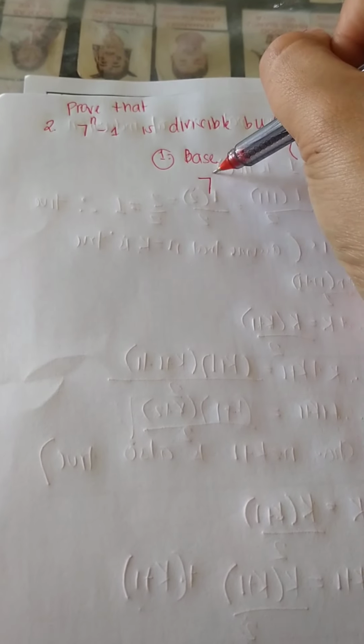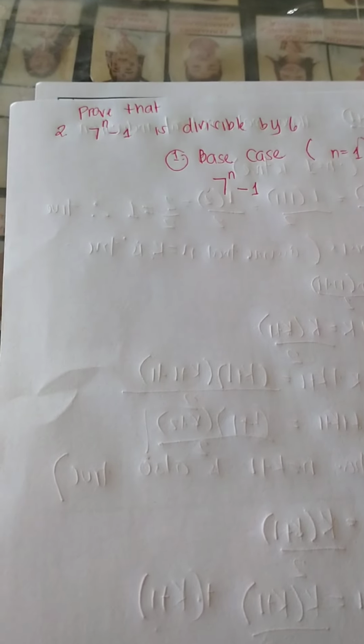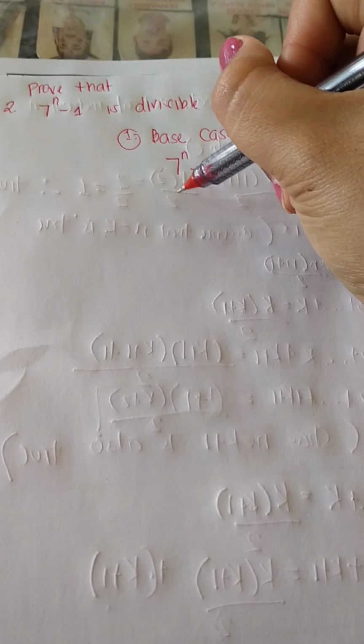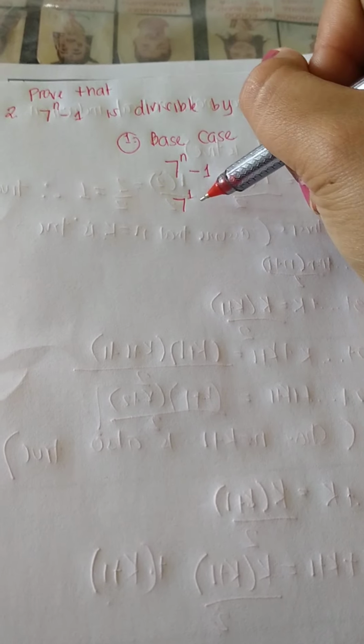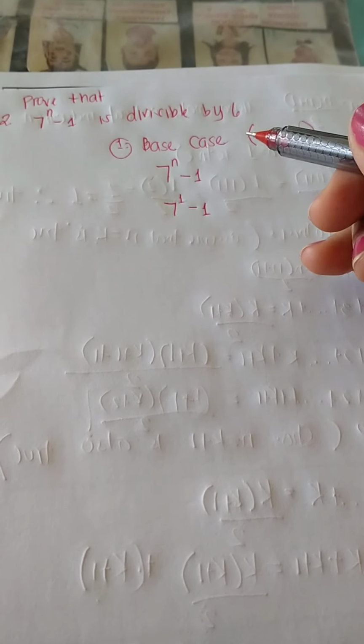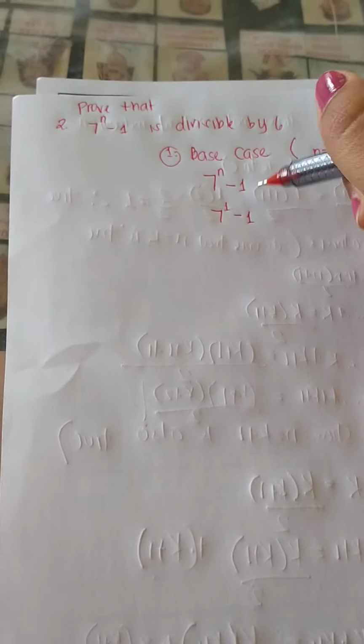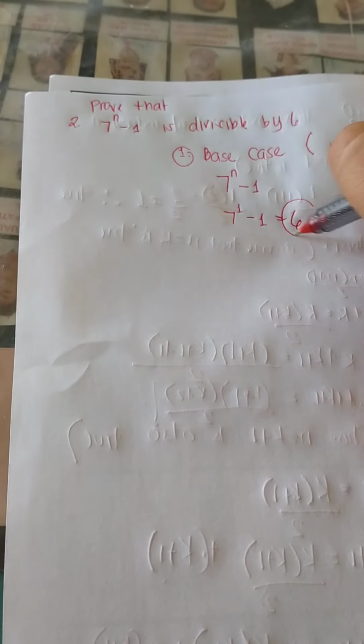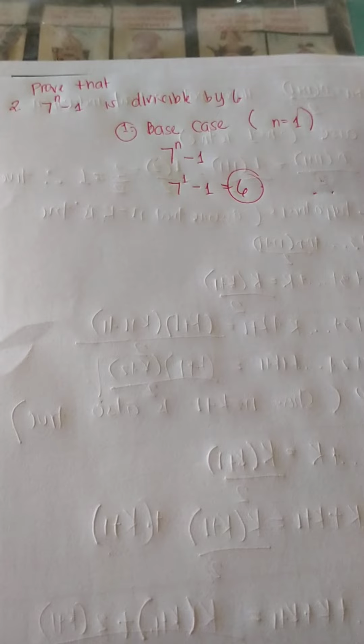So, 7 to the power of n minus 1 is divisible by 6, that is the basis. So, our n is 1. 7 to the power of 1 minus 1. 7 to the power of 1 is 7. 7 minus 1 is 6. So, the answer is 6. 6 is divisible by 6. 6 divided by 6 is 1. So, therefore, our base case, the first condition, is true.